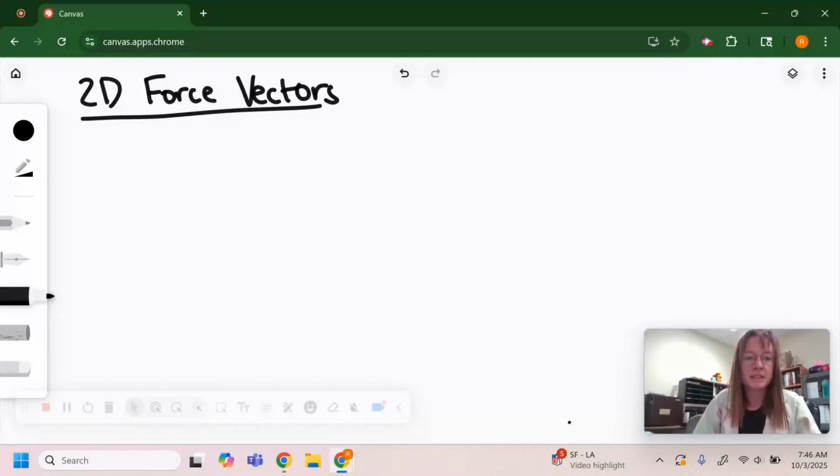Well, hello, good people. Today we are talking about 2D force vectors. So far we have talked about having multiple forces acting on an object, and we've talked about how to find the net force. But so far, everything that we've looked at has looked kind of like this.